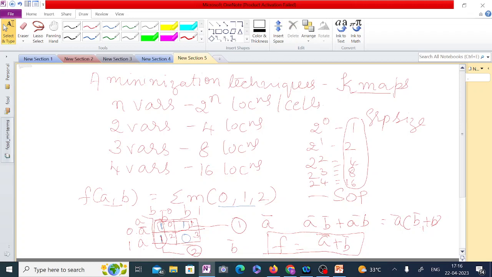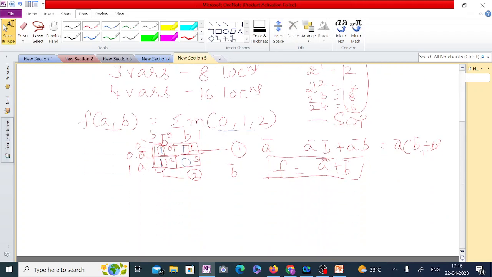So this is for two variable expression. Similarly, we will see how to execute the same for three variables. For three variables, say for example, f of a, b, c equal to sigma min term of 0, 1, 5, 6, 7. These are the min terms given to me.